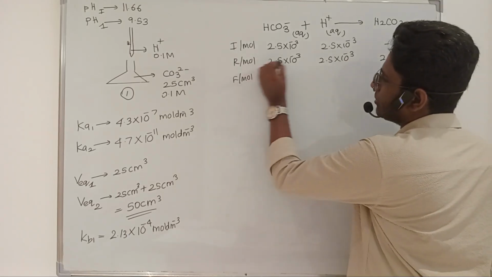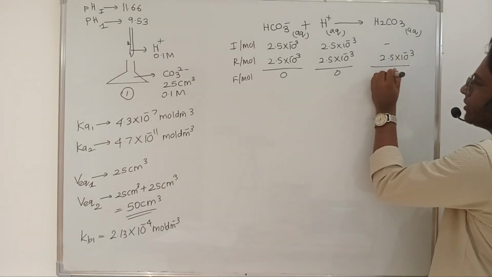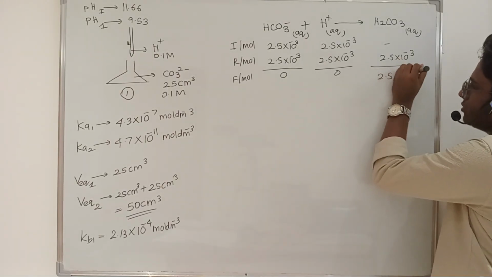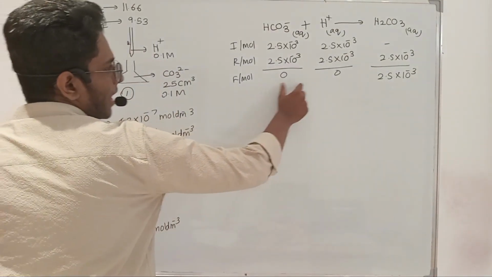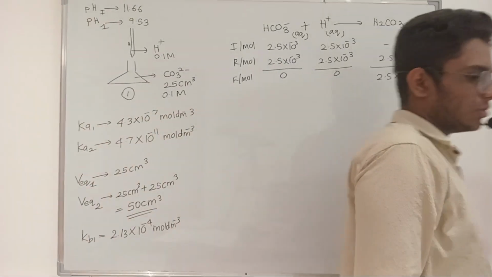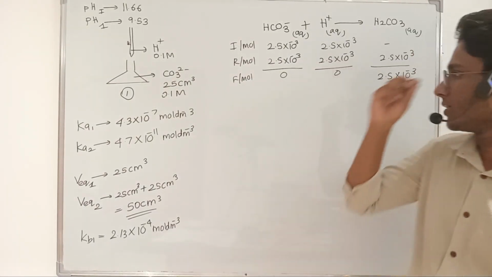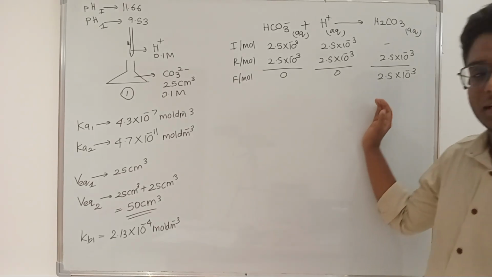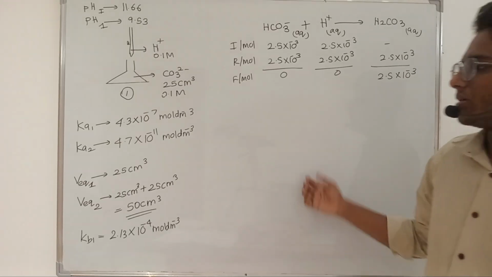At the end of the reaction we will have 0 moles of bicarbonate, 0 moles of H plus, and 2.5 into 10 to the power minus 3 moles of carbonic acid. So at the end of the second equivalence point, you'll have only carbonic acid in the solution. Now this is the scenario at the end of the second equivalence point. Now who's going to determine the pH?